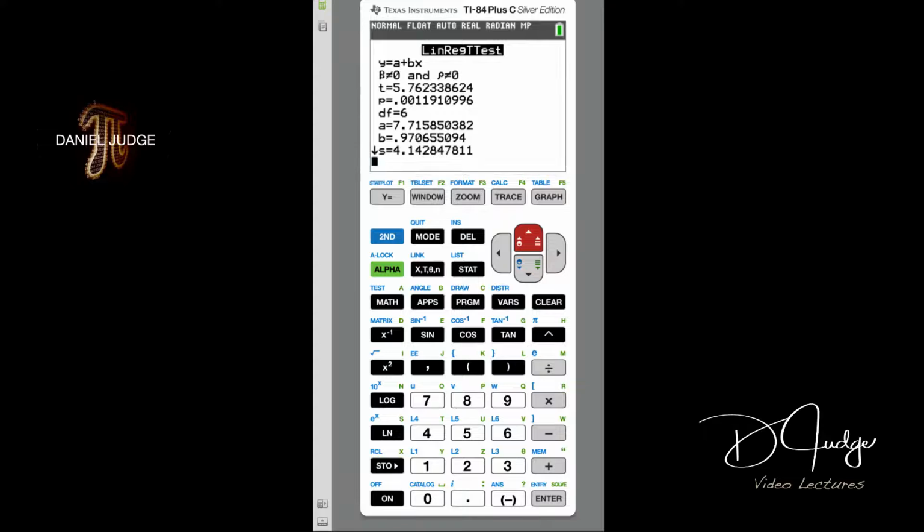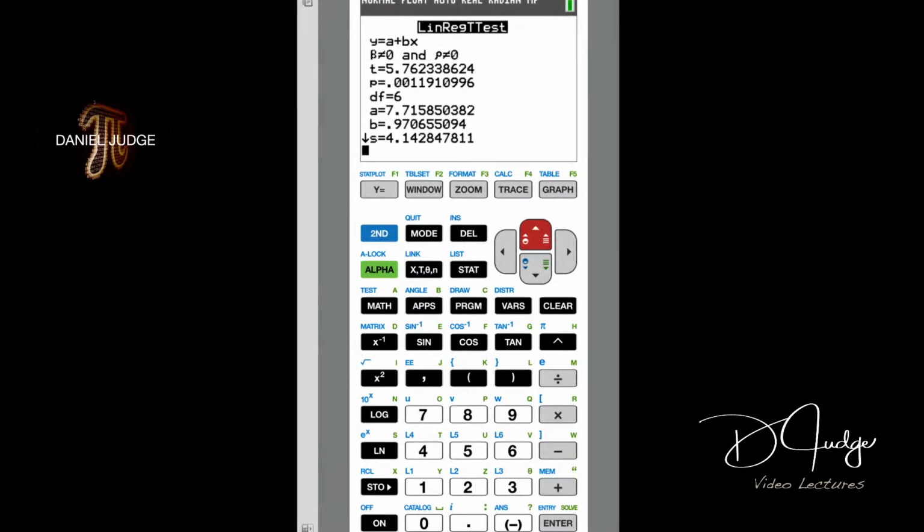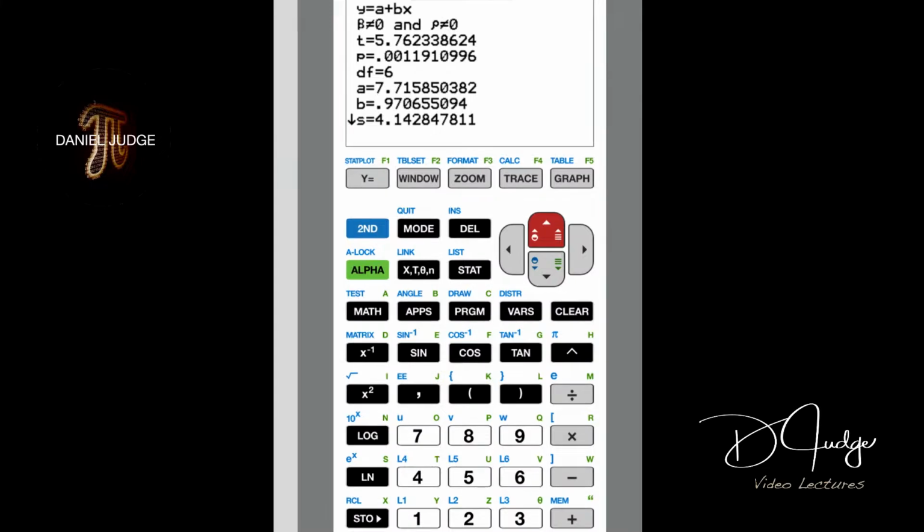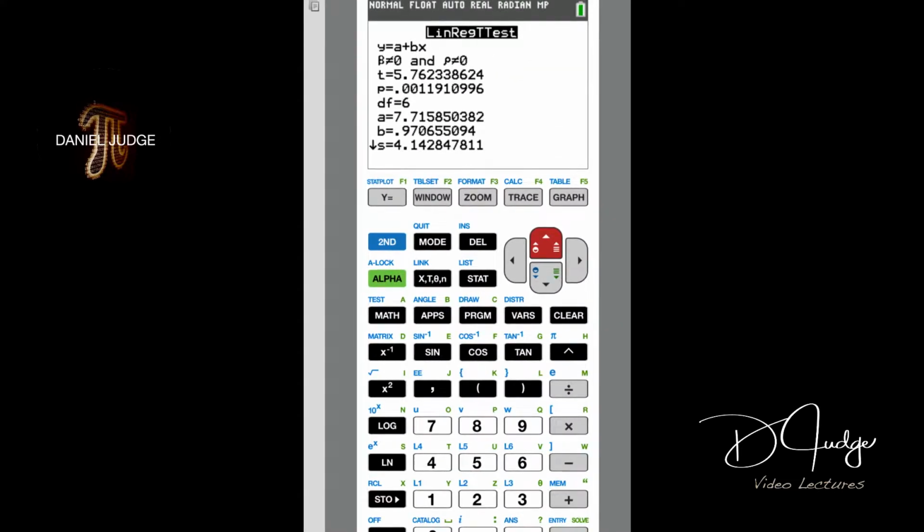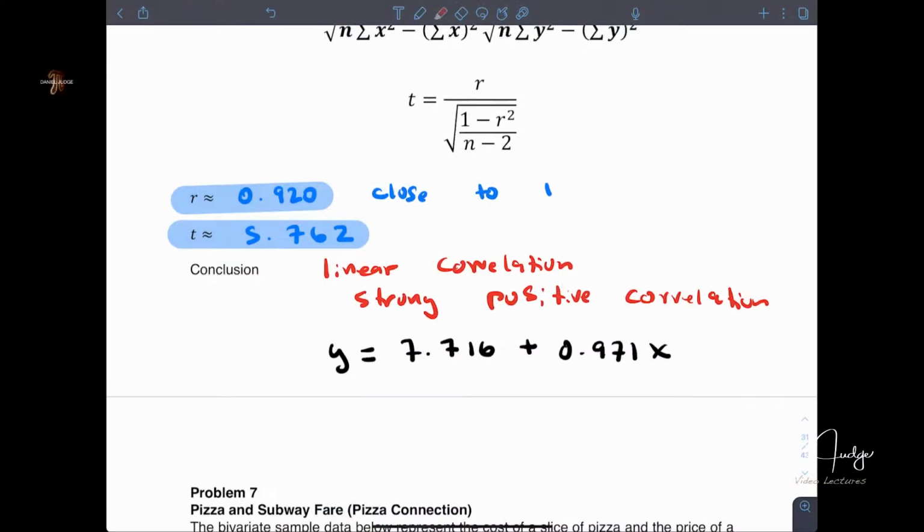So going back to the TI, maybe I'll scroll in if I can. You can see the A and B values better. I just like to move that around, but I can't seem to move it around very well. Well, A is 7.716 plus the B value is 0.971, and then you put your X variable. Okay, so this is gold. This is what you're looking for. This is your regression line.